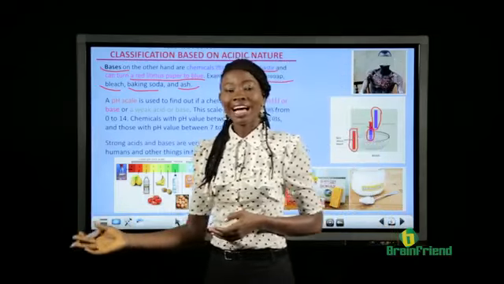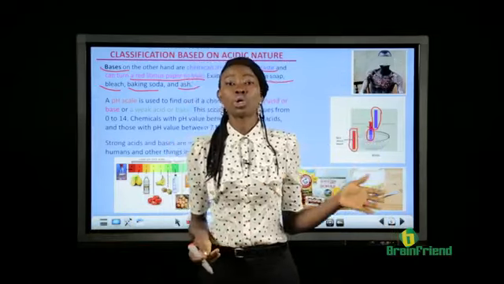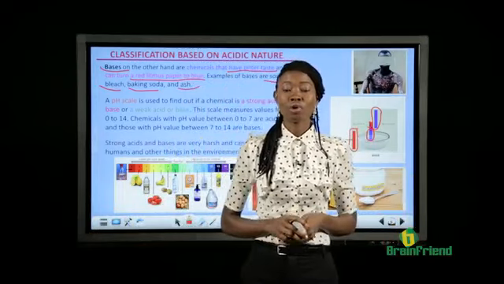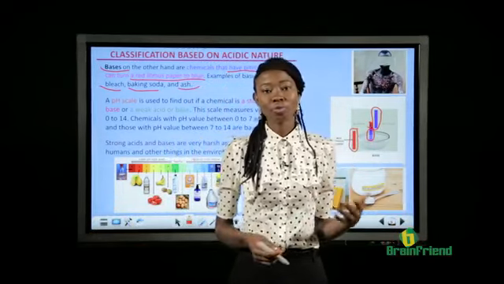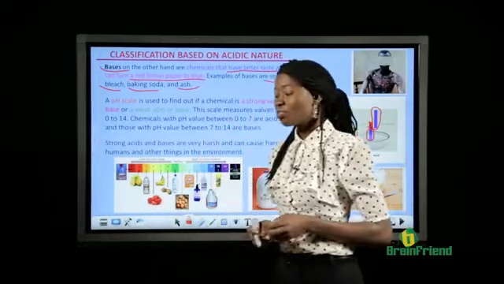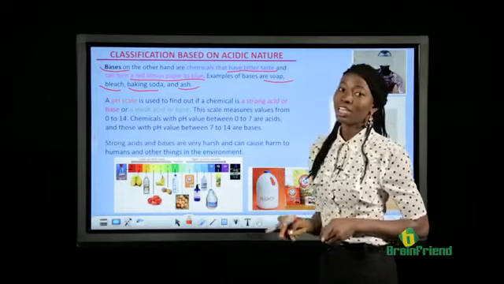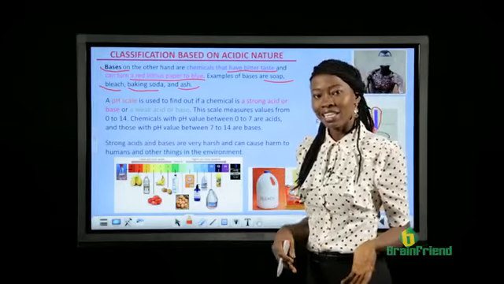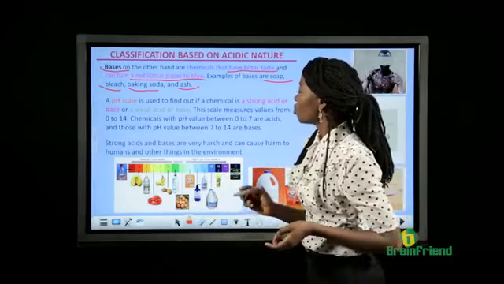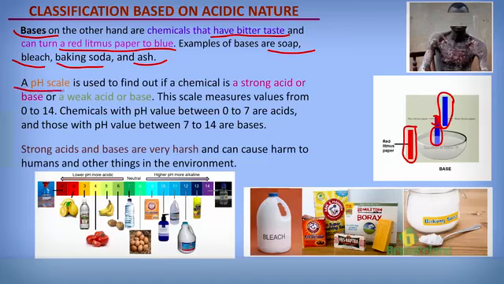Now, there are strong acids and there are also strong bases. We also have weak acids and weak bases. To find out if a chemical is a strong acid, a strong base, a weak acid, or a weak base, we use a pH scale. So the pH scale is used to find out if a chemical is a strong acid, a strong base, a weak acid, or a weak base.